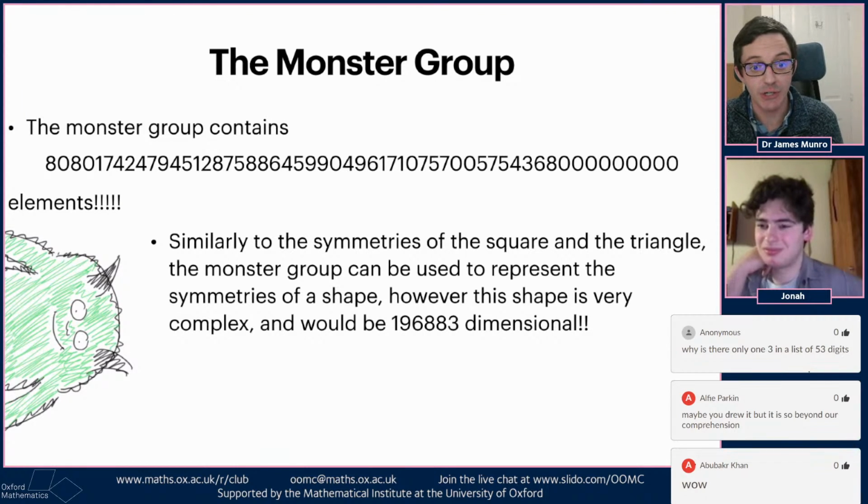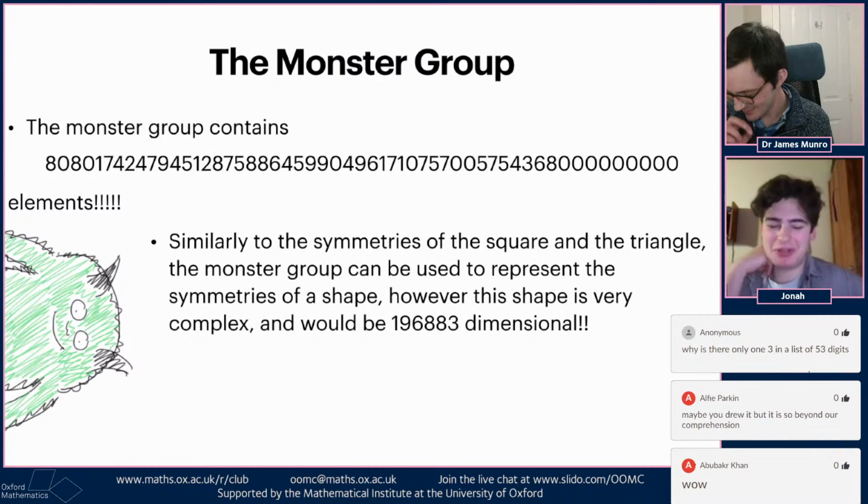Somebody asks, why is it called the monster group? I guess just because it's really big, right? Yeah, because it's an absolute monster of a group. You can look at the number of elements.